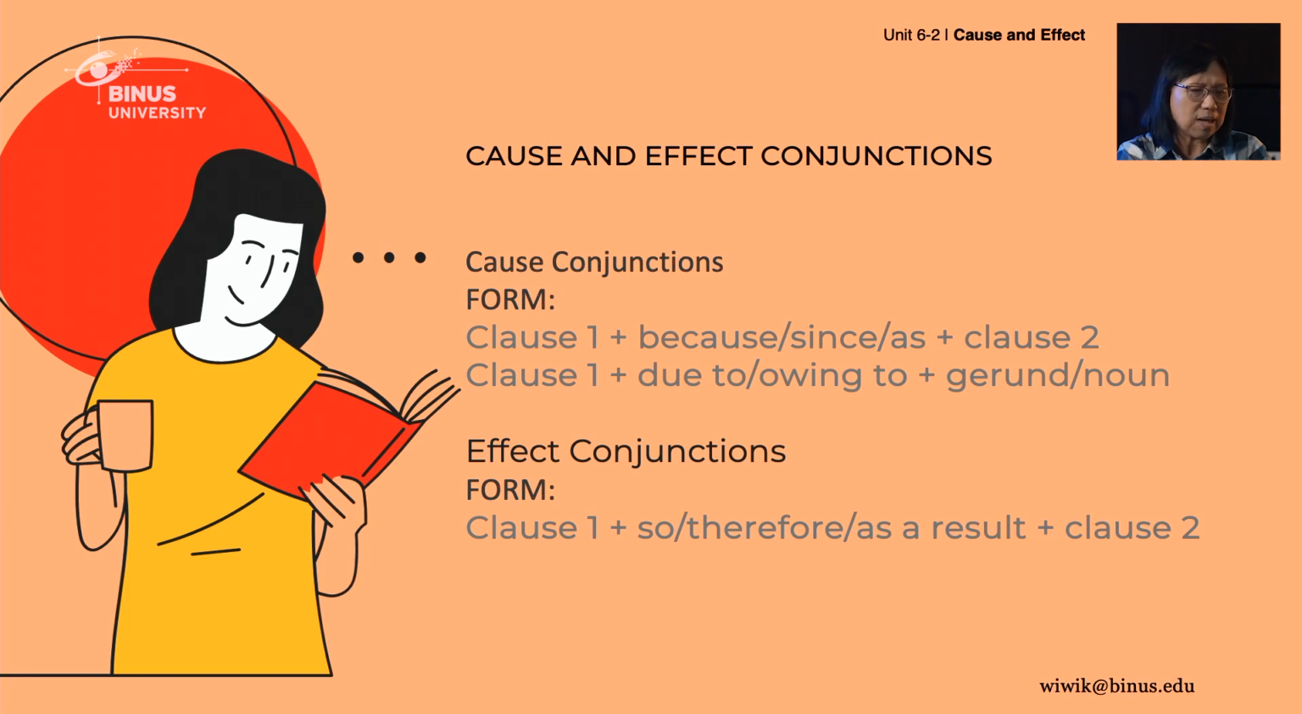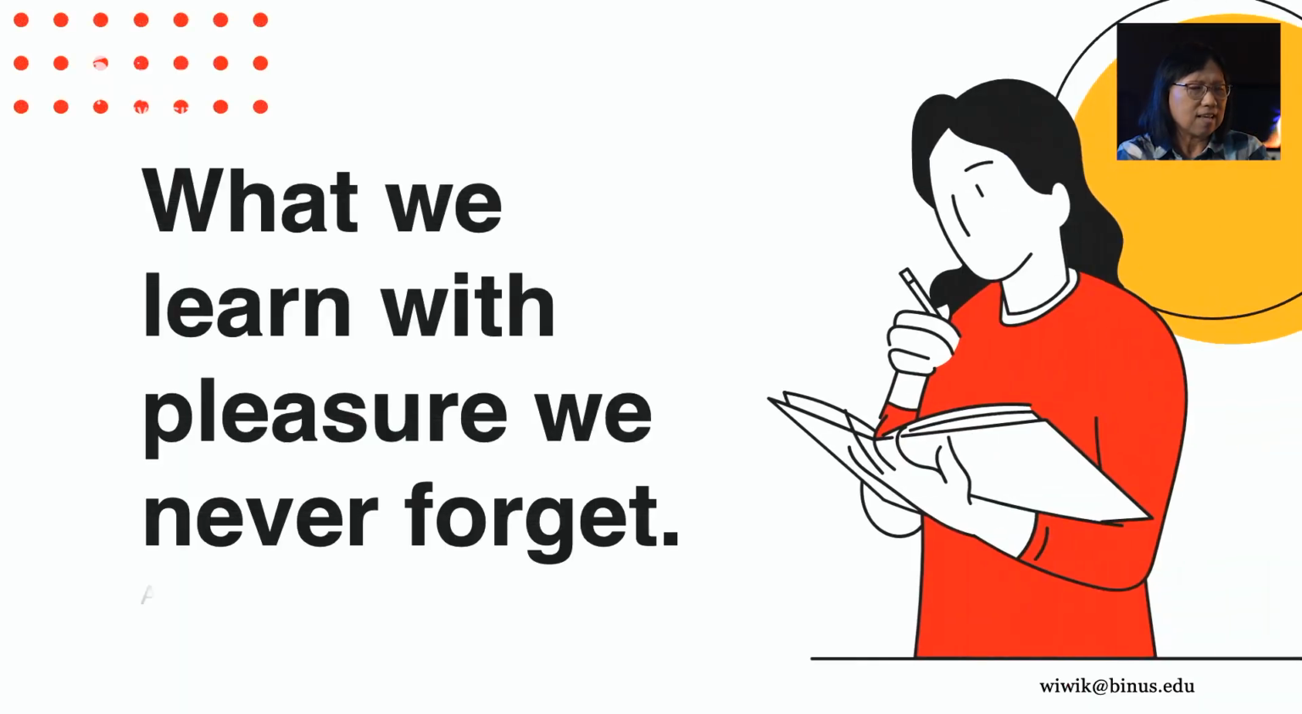So due to and owing to are quite special. Why? Because it's not possible for you to use clause. You have to use gerund or noun. Okay, so practice again and again and study everything with pleasure because you will never forget it.